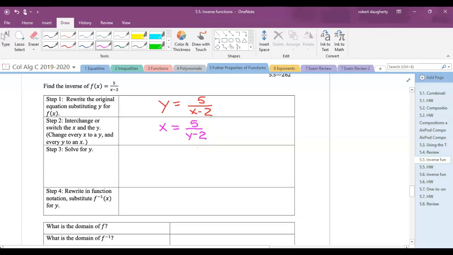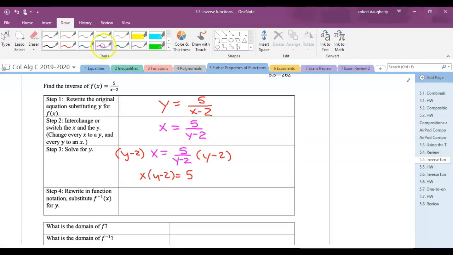Now, in order to find the inverse, I'm going to have to solve that equation for which variable? y. So x equal 5 over y minus 2. What is it you don't like working with in equations? Fractions. I can make this fraction go away if I multiply both sides by what? y minus 2. So what do I get? I get x times y minus 2 is equal to what? 5.